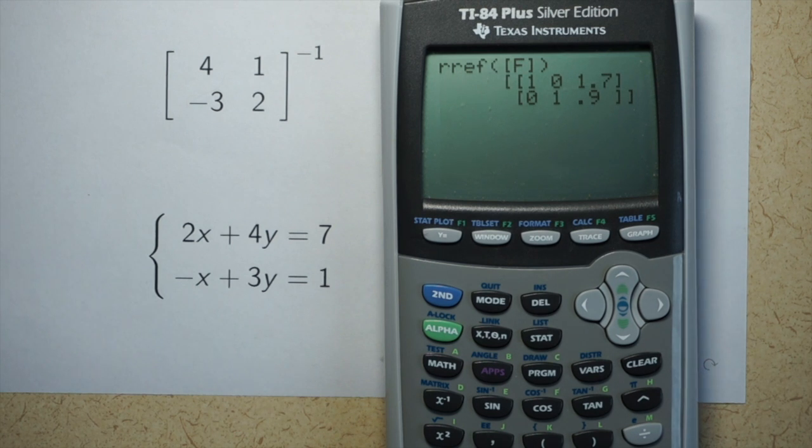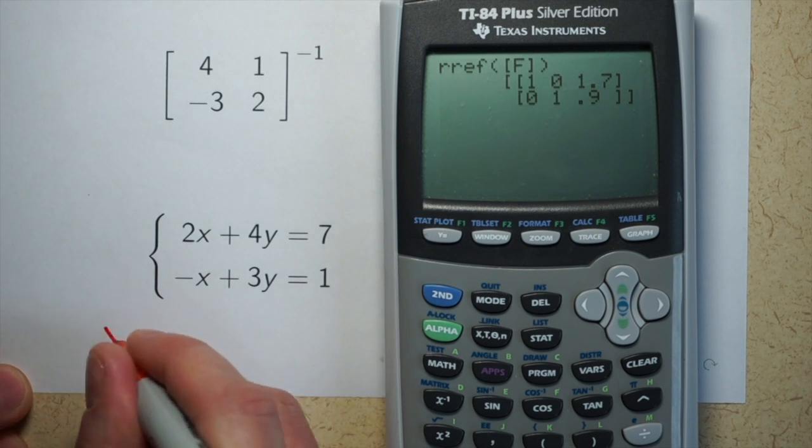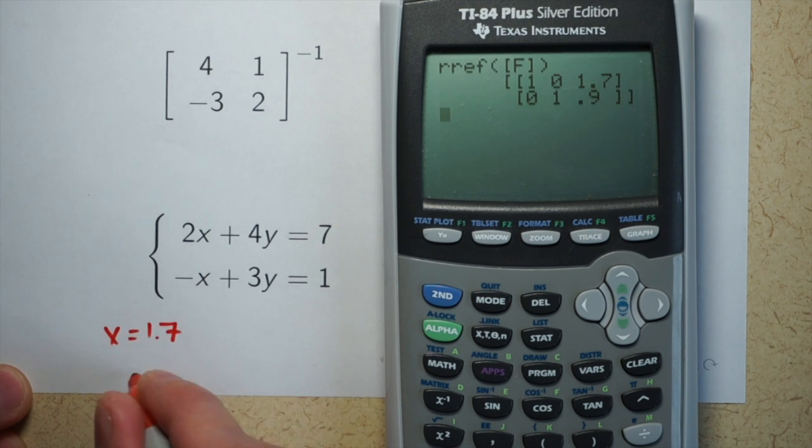And what you end up with is the result of Gauss-Jordan elimination. You'll see that this is perfectly in diagonal form, and so whatever appears in the right hand side will be our solution to our system. In this case, x will be 1.7 and y will be 0.9, and this will solve this system of equations.